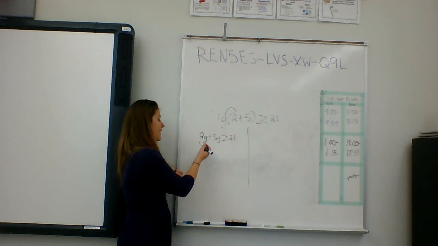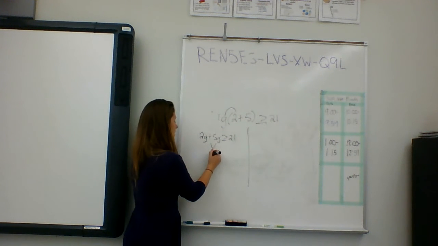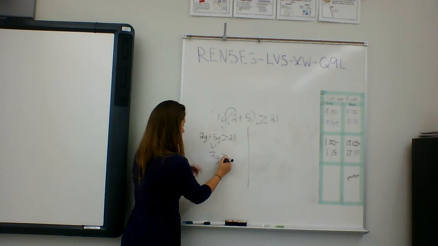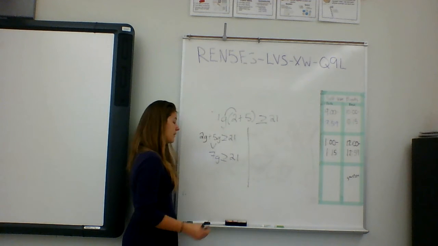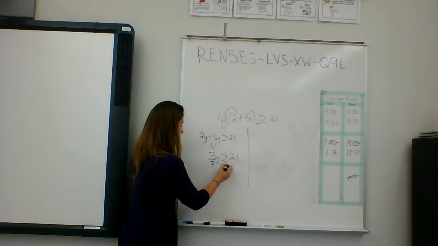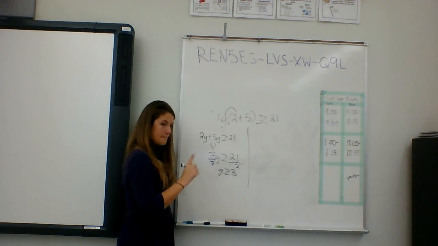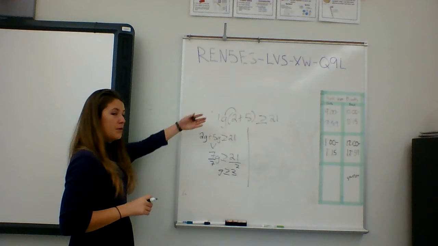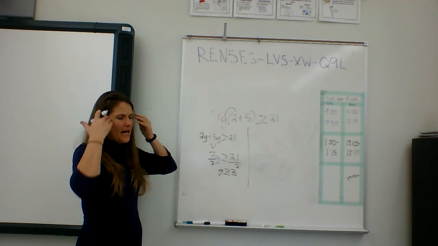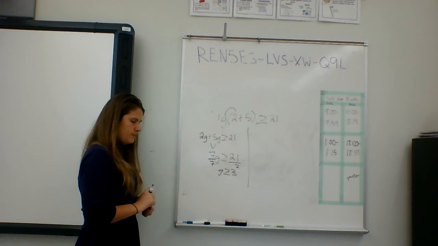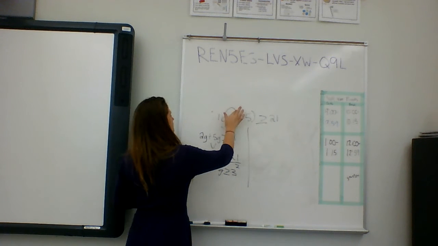I can just combine terms. 2g plus 5g is going to make 7g is greater than or equal to 21. I will divide both sides by 7. G is greater than or equal to 3. That's one way to do it. With distribution, because when I see parentheses, that's the first thing I think of. You can also do something else.